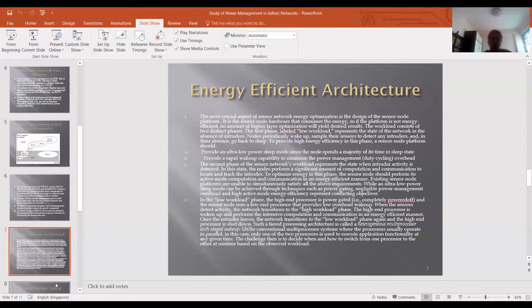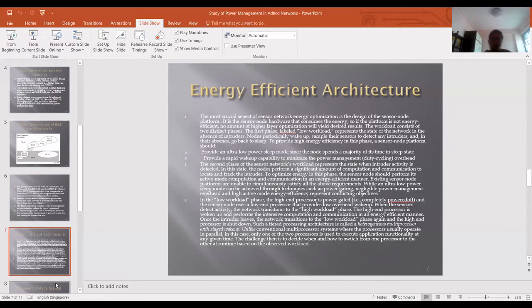The second phase of the sensor network's workload represents a state when intruder activity is detected. In this state, the nodes perform a significant amount of computation and communication to locate and track the intruder. To optimize energy in this phase, the sensor node should perform its active mode computation and communication in an energy efficient manner.